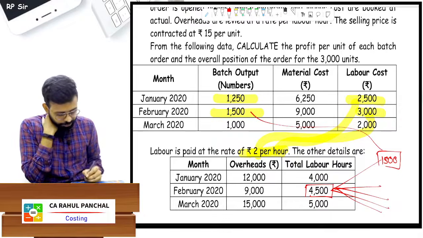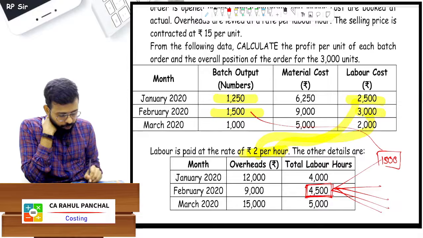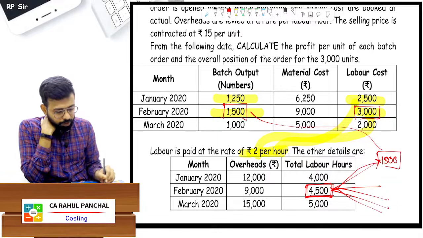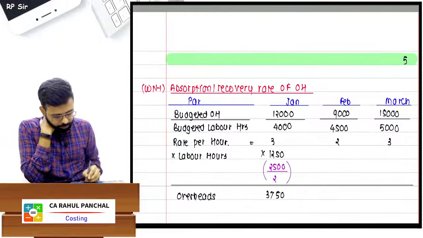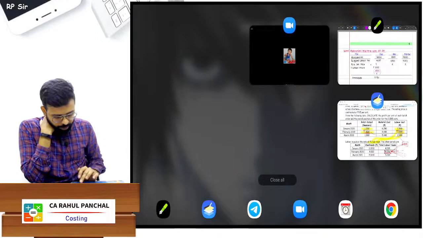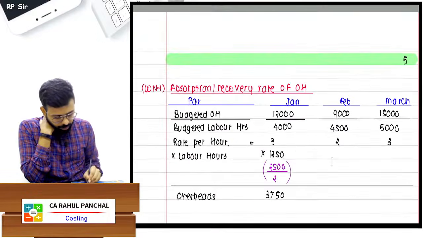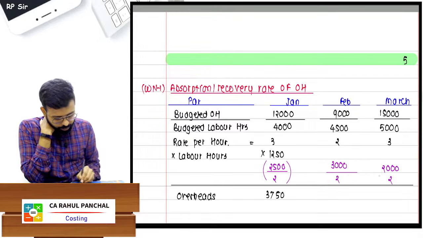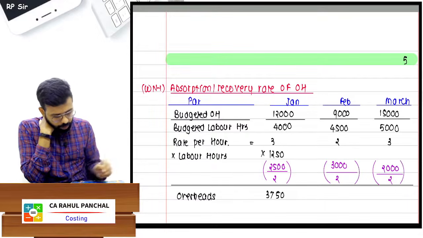Okay, fair enough then. So in totality, workers have worked for 4,500 hours. Out of that, 1,500 hours they have worked for this many units. That is, they got paid 3,000 and the rate per hour is 2 rupees. Then they got paid 2,000 for this batch and the rate per hour is 2 rupees. This is rate of labor. So they must have worked for how many hours? They must have worked for 1500 hours over here, and here 1000 hours.